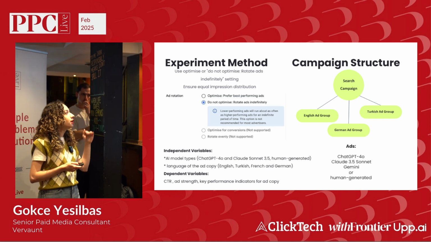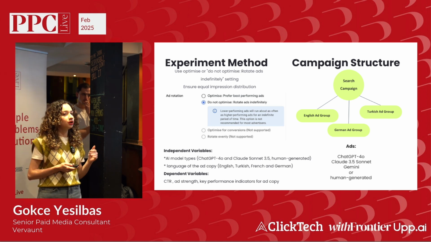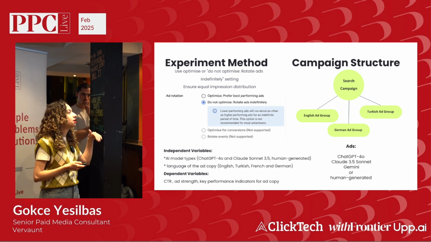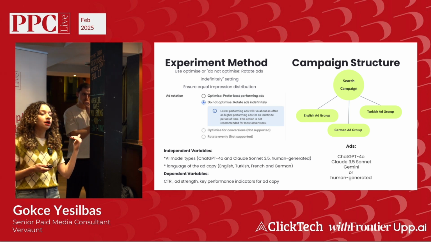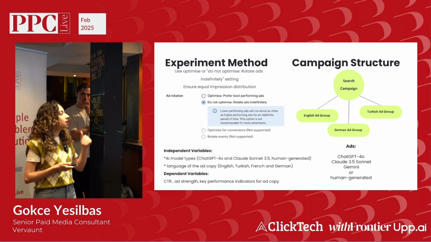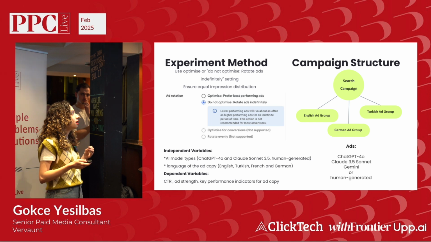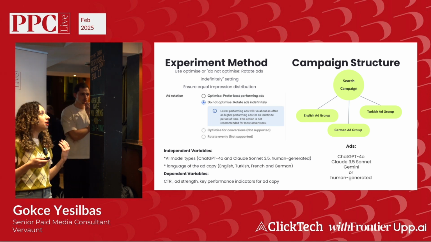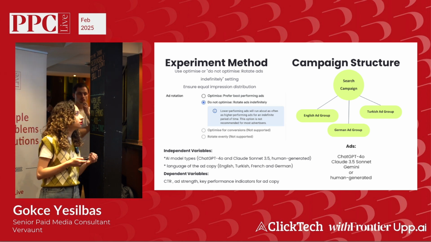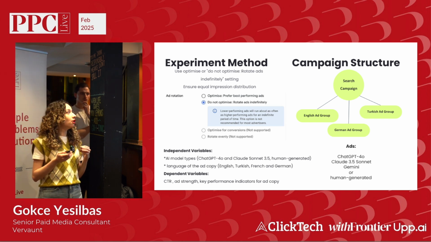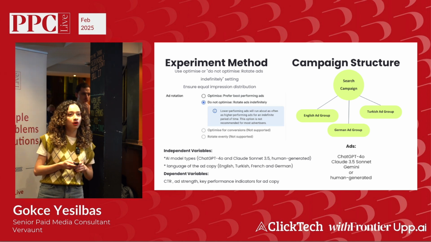It's also best practice, and you can structure your campaign like that. You can also create different language ad groups and insert your AI-generated ads into them, or you can create different product category ad groups and also include your AI-generated ads in your campaign. In that structure, your independent variables will be your AI models, and if you also want to test language-specific things, the language will also be your independent variable, and your dependent variables will be your metrics again.